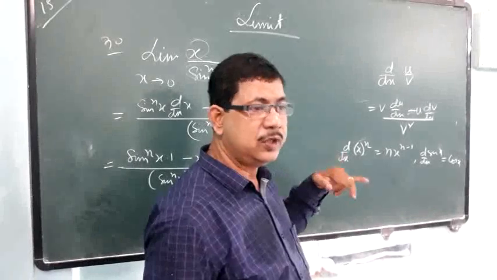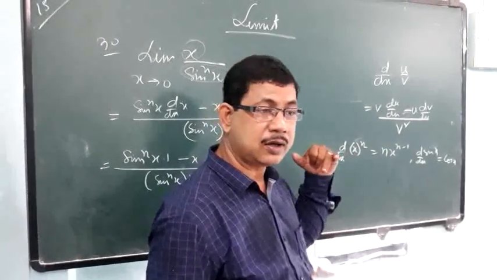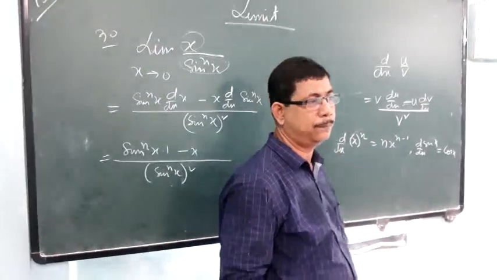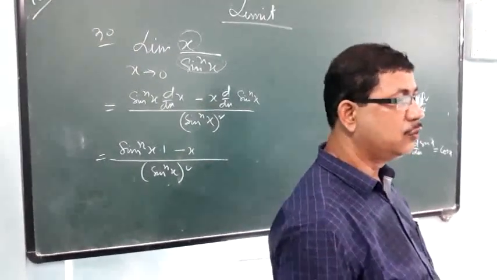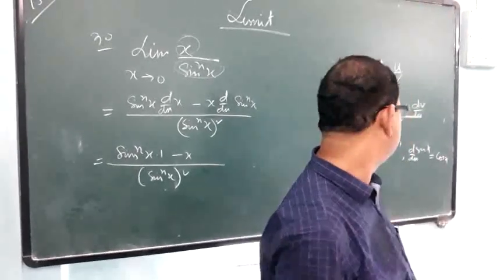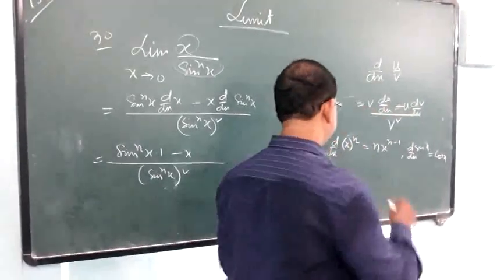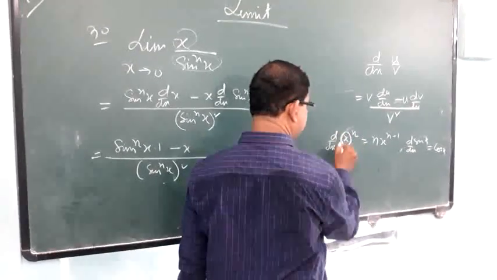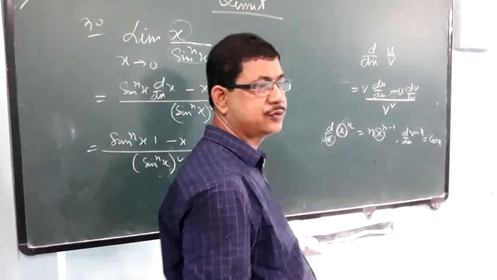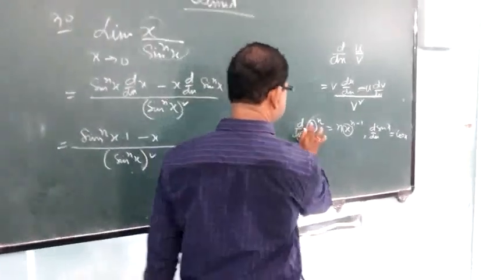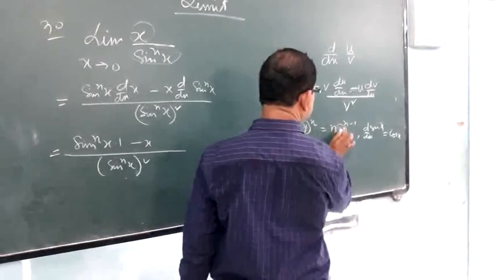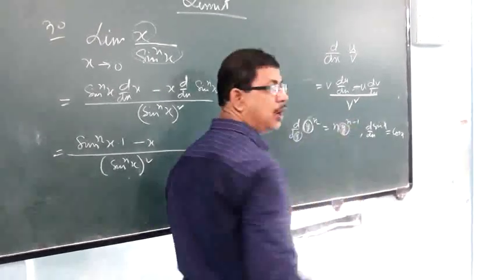One rule is there, which is found in class 12, that we will use; that rule is called the chain rule. Chain rule says, here if it is x, then the result will come in x. If it is y, then this should be y, then the result should come in y.